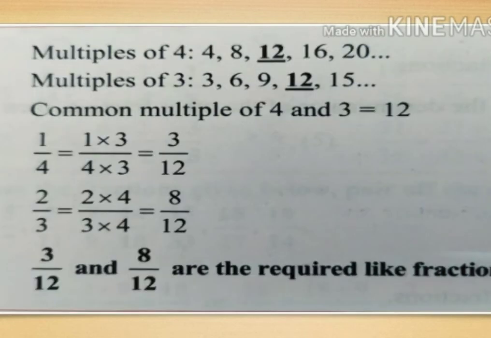Question number 5. 1 upon 4 and 2 upon 3. Multiples of 4 are 4, 8, 12, 16, 20 and so on. Multiples of 3 are 3, 6, 9, 12, 15 and so on. Common multiple of 4 and 3 is 12. Now take first fraction 1 upon 4 and make 12 as a denominator. So 1 into 3 which is 3 and 4 into 3 which is 12. Second fraction 2 upon 3 is equal to 2 into 4 which is 8 and 3 into 4 which is 12. So 3 upon 12 and 8 upon 12 are the required like fractions.